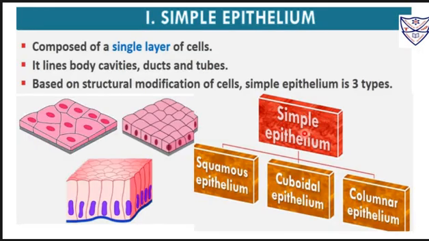So if we talk about simple epithelium, then simple epithelium, as we saw, is composed of single layer of cells. It usually lines body cavities, ducts and tubes. Based on the structural modification of cells, that is variation or the differences present in the cell, the simple epithelium can be divided into squamous epithelium, cuboidal epithelium and columnar epithelium.